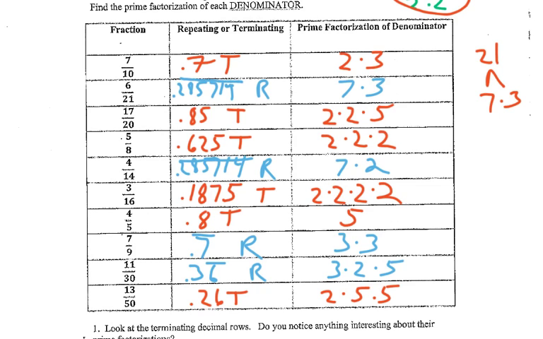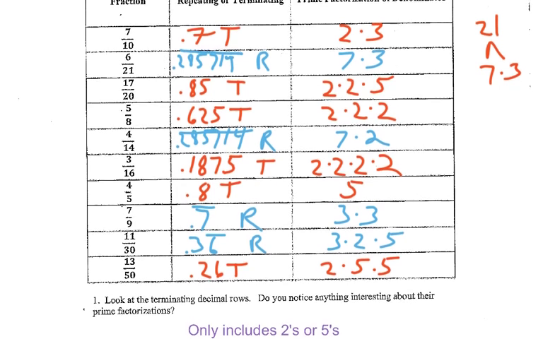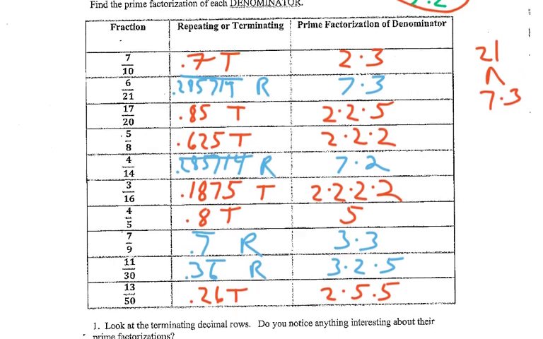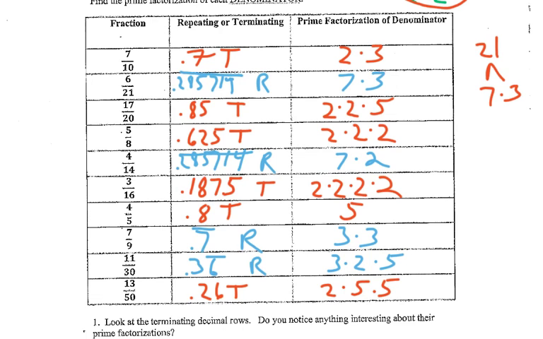You'll see that I wrote in blue the ones that repeat, and I wrote in red the ones that are terminating. So let's take a look now at the questions that are written below. It says, look at the terminating decimal rows. Do you notice anything interesting about the prime factorization? So go ahead and take a look at those rows. You can see all the red.